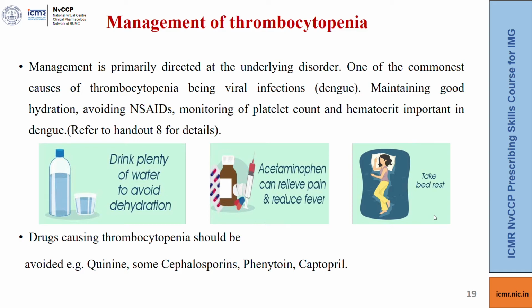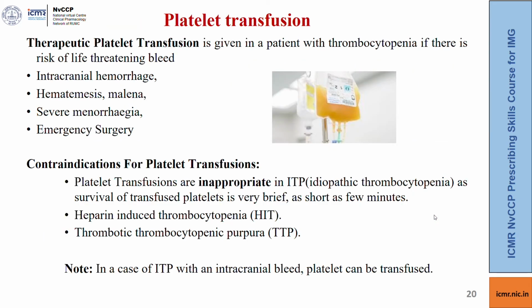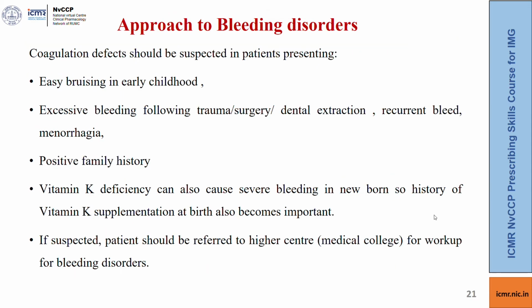Drugs causing thrombocytopenia should be avoided in all cases. A therapeutic platelet transfusion is given in a patient with thrombocytopenia if there is risk of life-threatening bleed, for example in case of intracranial hemorrhage, hematemesis or melena, severe menorrhagia or emergency surgery. Platelet transfusions are considered inappropriate in ITP as the survival of transfused platelets is very brief, as short as a few minutes. It is also contraindicated in heparin-induced thrombocytopenia and thrombotic thrombocytopenic purpura. However, in a case of ITP with an intracranial bleed, platelets may be transfused.